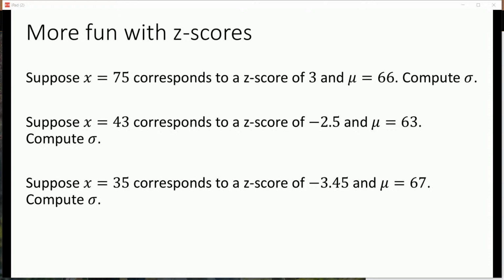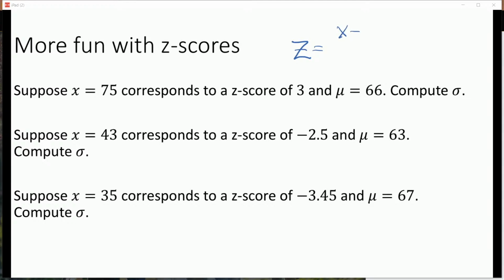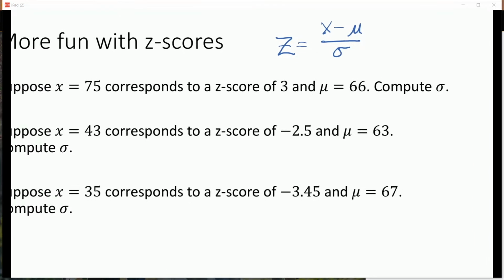It says, suppose that you have a score of 75, and that the z-score is 3. So up here, I'll write the z-score formula: x minus the mean over the standard deviation. That's the z-score formula. It looks to me like what I'm being asked to do here is some algebra. It's not hard algebra though. It says the z-score is 3, so I'm going to put 3 in place of the z. It says x is 75, and that the mean is 66. And I want to know the standard deviation.